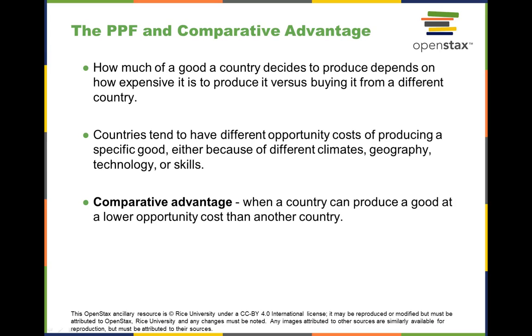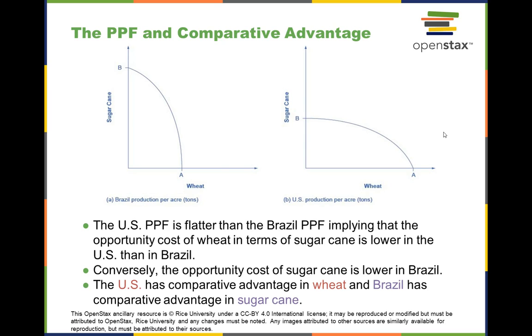So, how much of a good a country decides to produce depends on how expensive it is to produce versus buying it from a different country. Countries tend to have different opportunity costs of producing a specific good, either because of different climates, geography, technology, skills, or other variables. A comparative advantage exists when a country can produce a good at a lower opportunity cost than another country. So, here we're seeing the production possibilities frontier and comparative advantage.